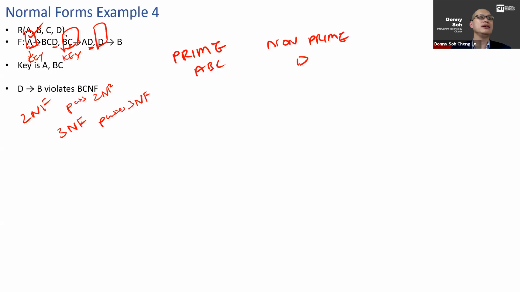A is a super key, BC is a super key, D is not a super key, and so this fails. B, C, and F.